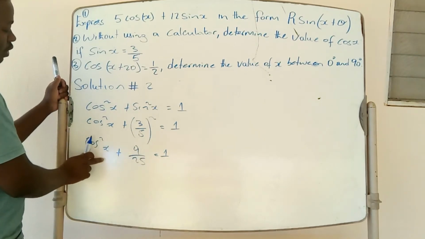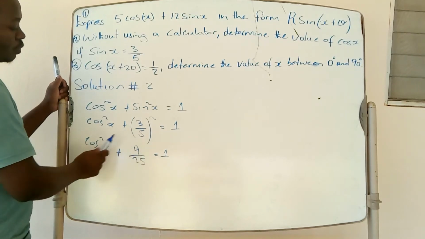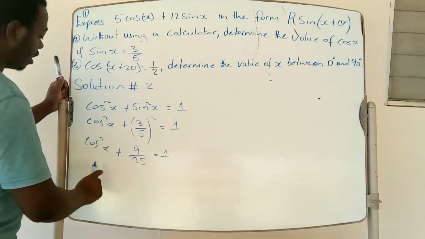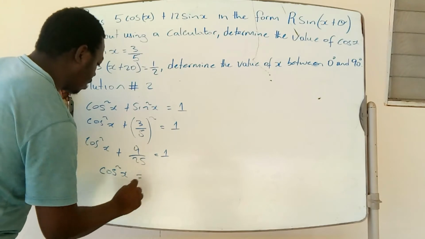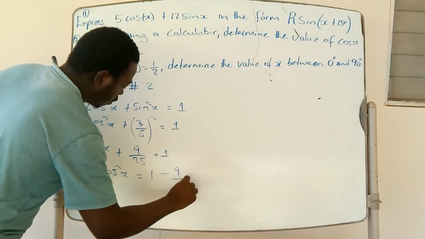Now I want cos squared x by itself. So I'm going to subtract 9 over 25 from both sides. So if I subtract 9 over 25 from this side, all I'm left with is cos squared x is equal to 1 minus 9 over 25.